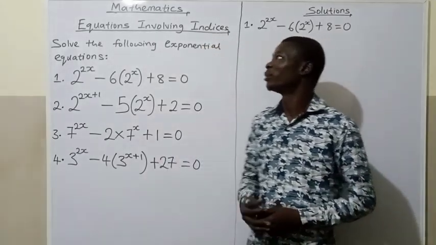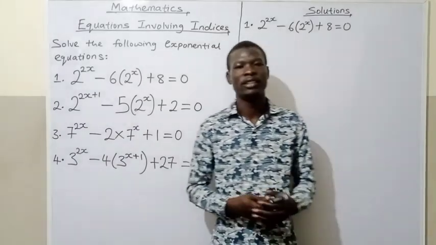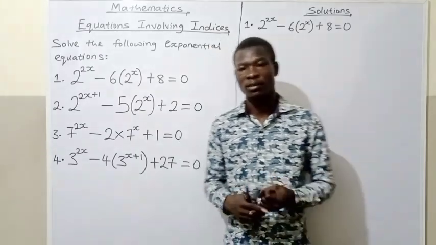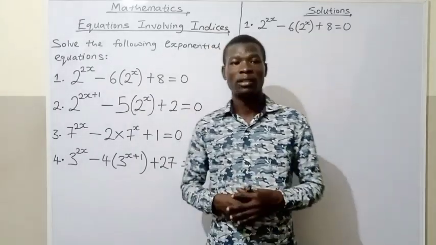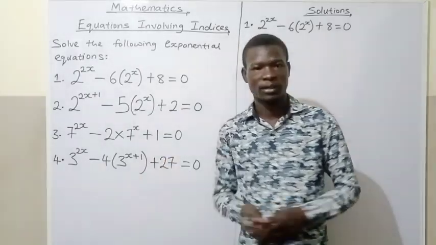Before us we have equations involving indices, and each of these equations is going to lead us to a quadratic equation. So it means we are going to be needing the knowledge of quadratic equation as well as the knowledge of the laws of indices to solve this equation. So we are going to proceed very quickly.